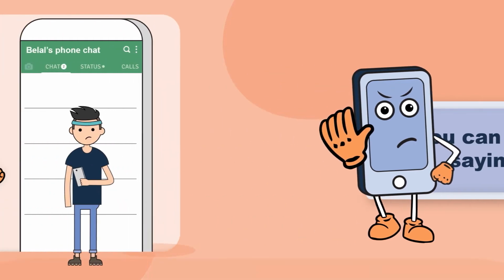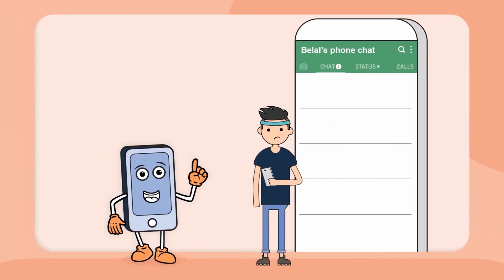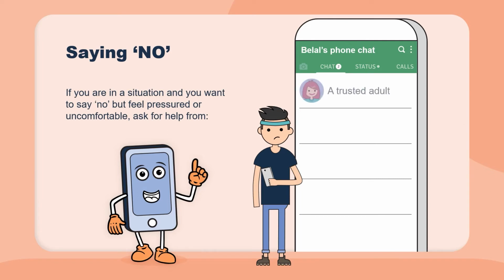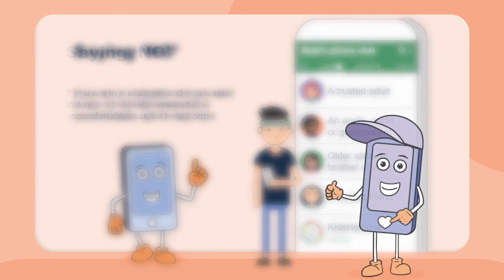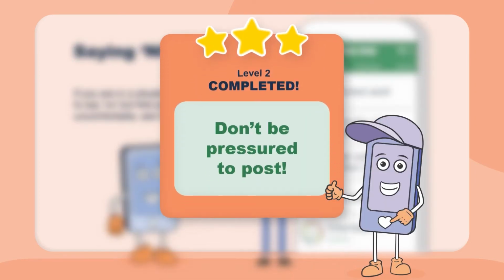If you're in a situation and you want to say no but feel pressured or uncomfortable, you can ask for help from a trusted adult, an auntie, uncle or grandparent, an older sister, brother or cousin, a trusted friend, or you can contact an online site like Kids Helpline. Well, that's Level 2 completed. Well done. Thanks for your help so far.